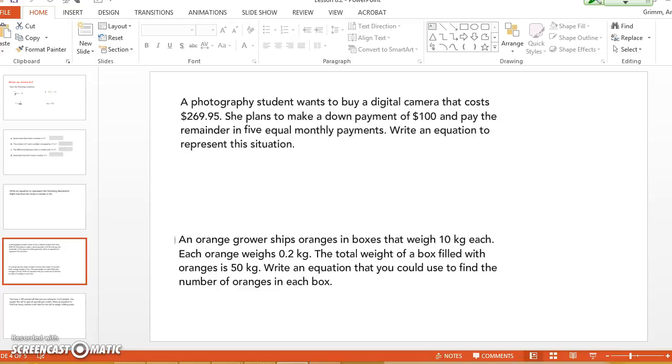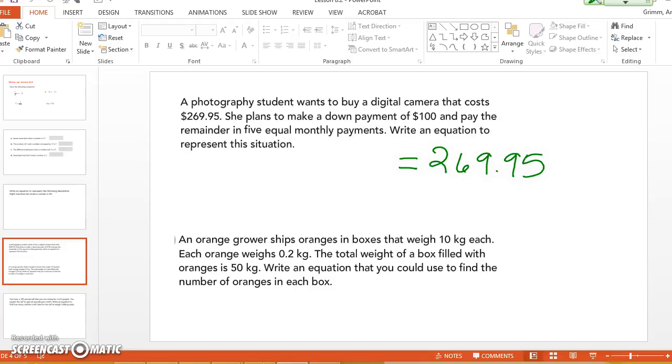I told you, where do you start if you have no idea where to start? The equals. What does this equal? The total cost. 269.95. The total cost. Very good. Okay. So that is where I always start because that makes sense. There's the equals of my price.